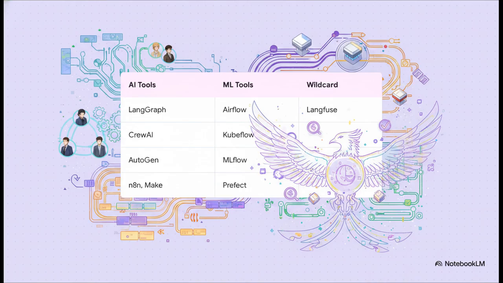But if you're an ML engineer, you'll be deep in Airflow, Kubeflow, MLflow, and PEFT to manage complex data dependencies and Kubernetes native ML lifecycles. Our wildcard flight recorder is LangFuse open source tracing. It captures every single state change and model call in multi-step loops, making debugging those tricky agentic failures actually possible.